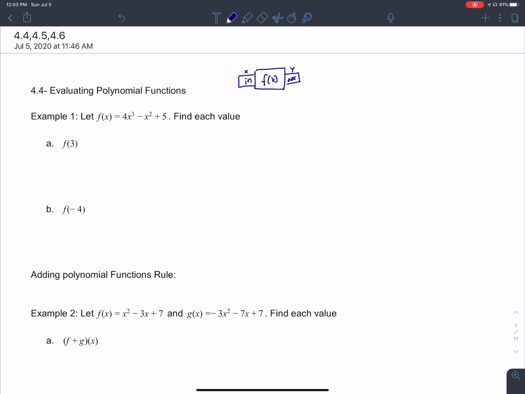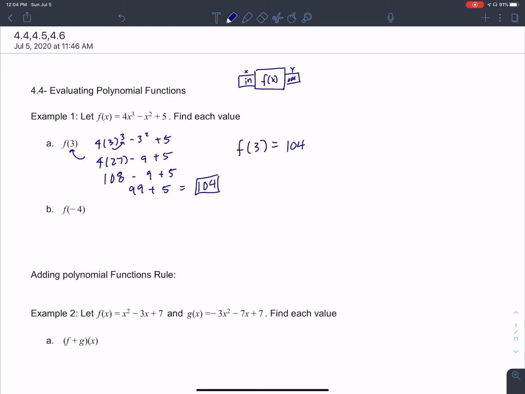So that's what we're gonna do. Here it says find each value. It says f of 3. So that means we're going to put 3 in for x and get out a value, which is y. So 4 times 3 cubed minus 3 squared plus 5. We do 3 cubed first because of PEMDAS, so 4 times 27 minus 9 plus 5. You do 4 times 27 on your calculator. I get 108, so 108 minus 9 plus 5. So 99 plus 5 gives me 104. A lot of times we would say f of 3 equals 104. So when I plug in 3, I get out 104 as my y value.